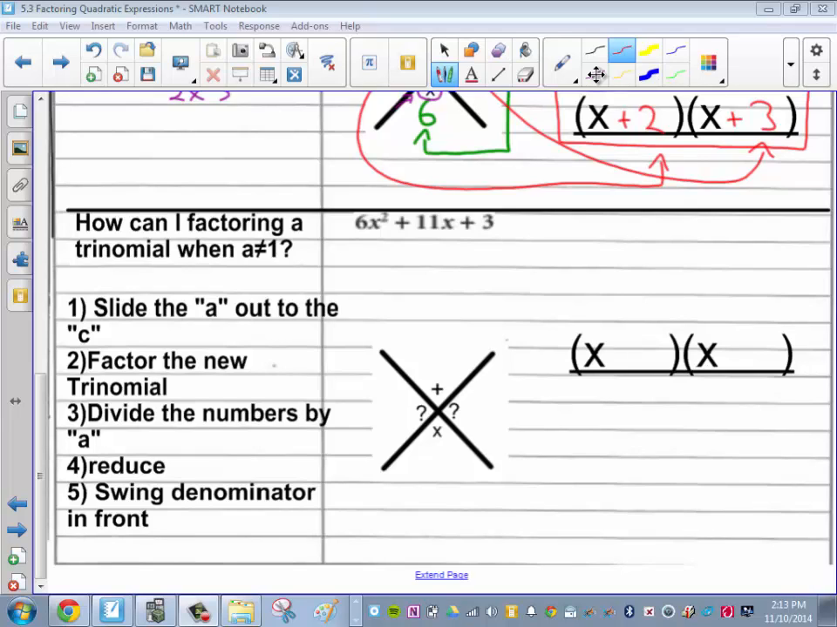Okay, now what if A does not equal 1? What if, oh man, hot pepper in the throat. Woo! Excuse me.